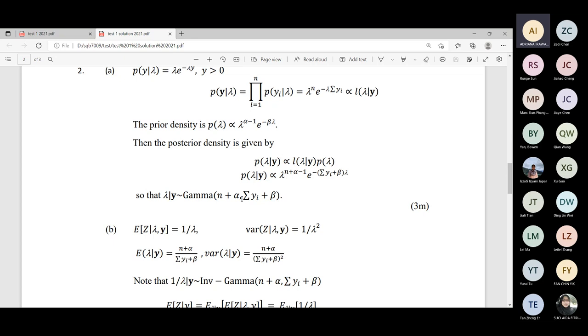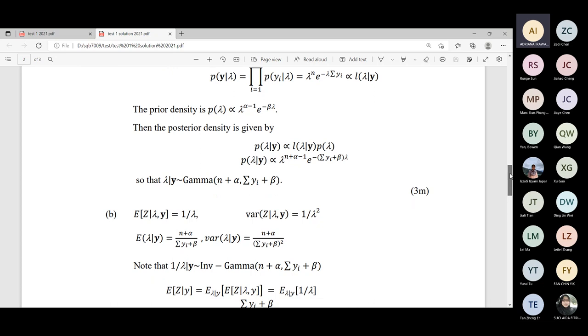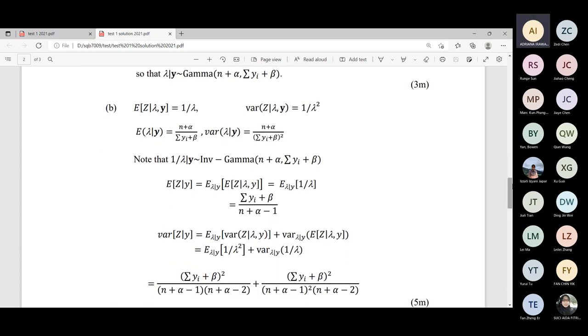And for question B, you haven't seen this, but there are two ways to do it. One is from question 1D: you should know that if lambda is gamma, then one over lambda is inverse gamma. Then you can just use the inverse gamma result. Or if you don't know that, then you have to integrate. And this is the biggest thing for maths people.